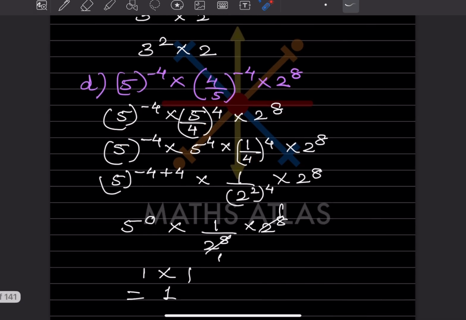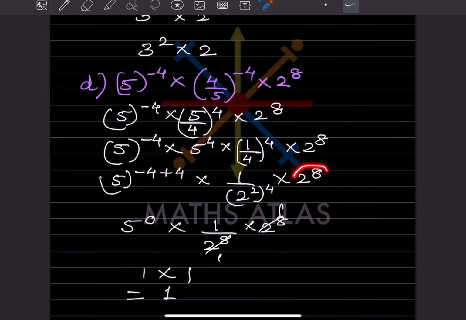Now we'll see this and this, the base is the same. This is multiplication in between, so minus 4 plus 4. And here we can also write this as 1 by 2 raised to 2, because this is for this one. When we write this one, it comes to 1, so we need not write this one. Now here minus 4 plus 4 is going to be 5 raised to 0 into, this will be 4 to the 8.